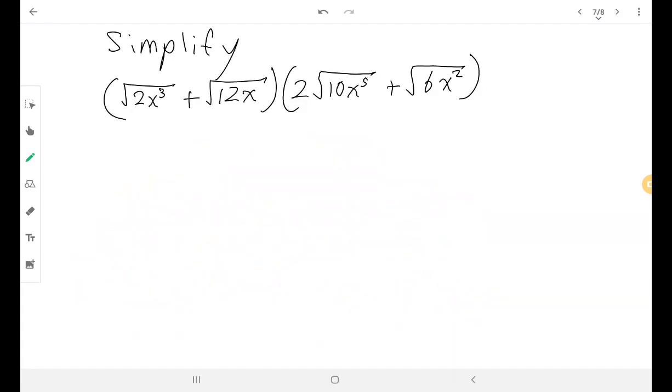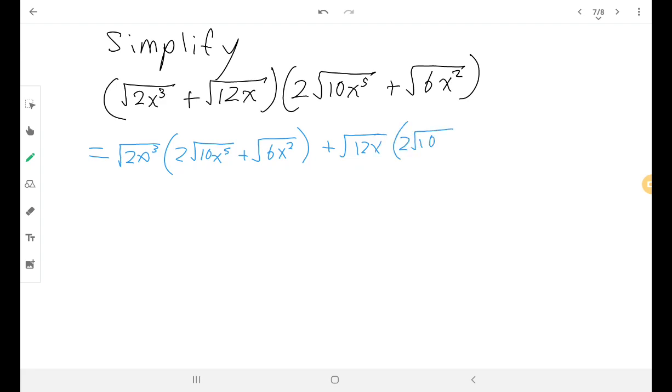Here's another distribution problem. So again, I'm going to take this, distribute it to both of these. So that'll be the square root of 2x cubed times 2 times 10 times x to the 5th inside the square root, plus the square root of 6x squared, plus the square root of 12x times 2 times square root of 10x to the 5th plus square root of 6x squared.